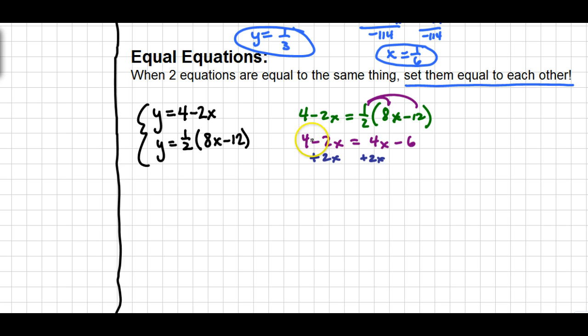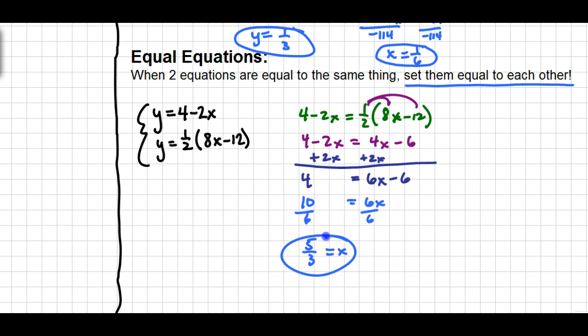I don't need to add it to the 4 or the 6 because those are not like terms. Now I get 6x minus 6. Now the x is going to stay put, and the negative 6 and the 6 need to move to the other side. So I'm going to add 6 to both sides, and then I'm going to divide by 6. Reduce that fraction to lowest terms. If you cut them both in half, since they're both even, I get 5/3 for x.